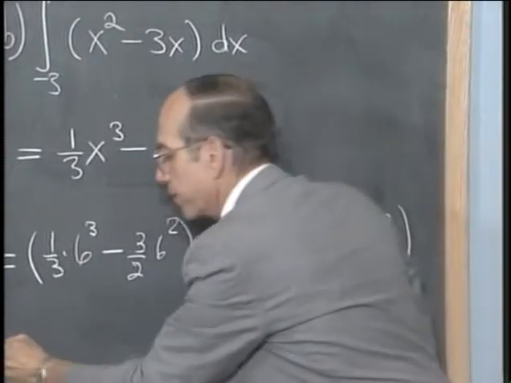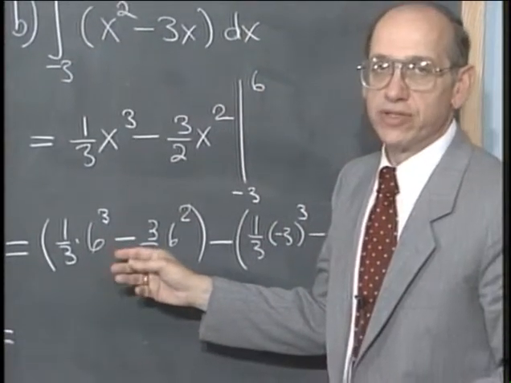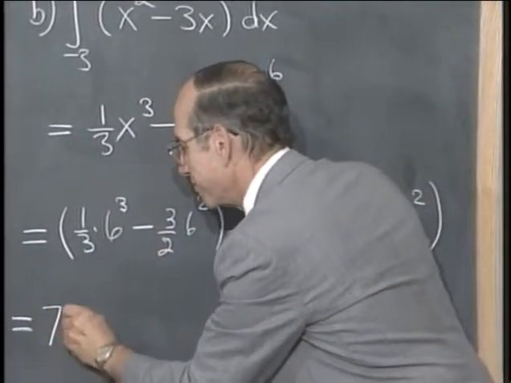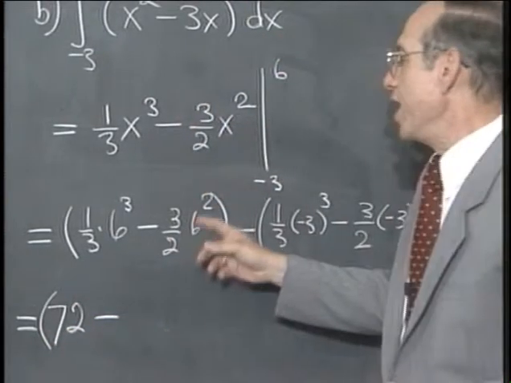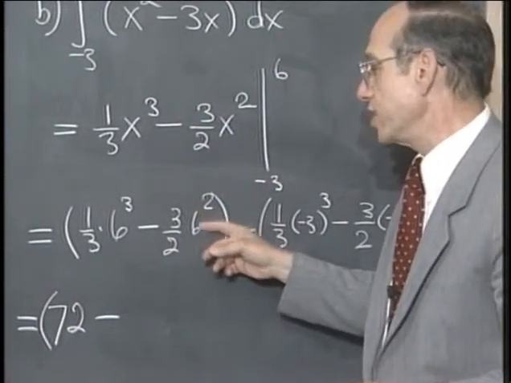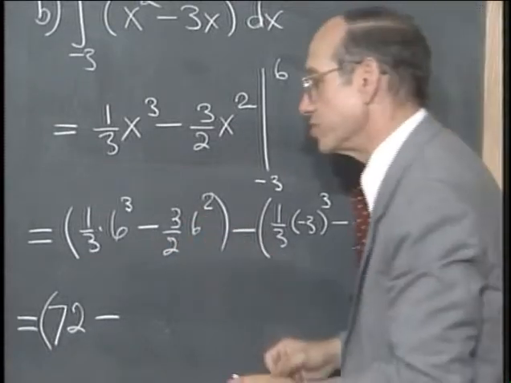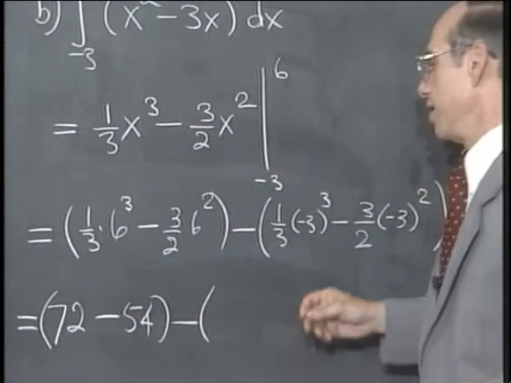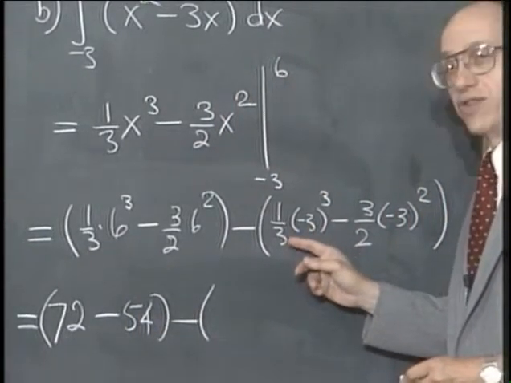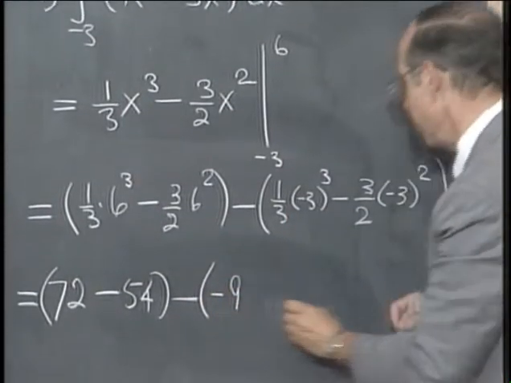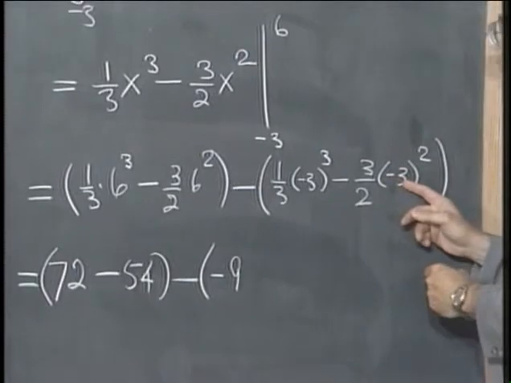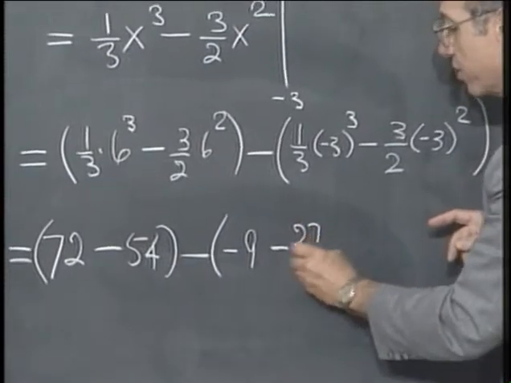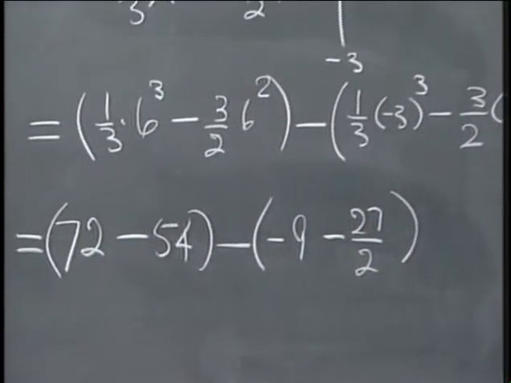All right, more arithmetic. 6 cubed is 216. 216 divided by 3 is 72. 3/2 of 6 squared. 6 squared is 36. 36 divided by 2 is 18. 18 times 3 is 54. That's right. Minus 3 cubed is minus 27 times 1/3 is minus 9. And here we have minus 3 squared is plus 9. 9 times minus 3/2 is minus 27/2. I hope some of you have calculators.